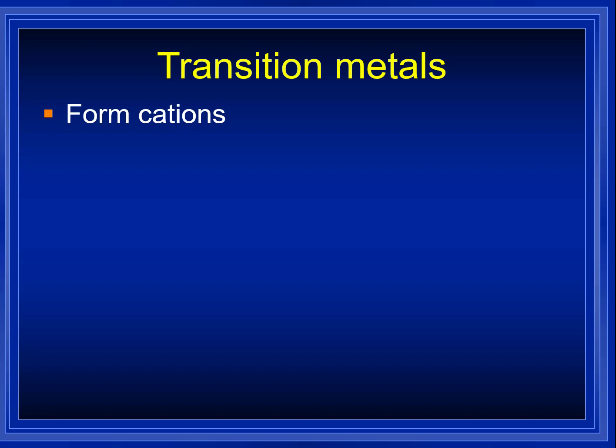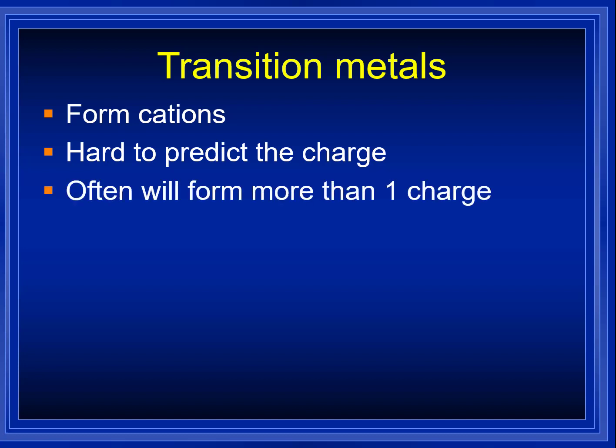But the reason why we don't label them with how many they lose or gain is because it's hard to predict the charge, and most of them make more than one charge. Sometimes iron loses 2 electrons, sometimes iron loses 3. Chromium can lose 2 electrons, 3 electrons, 4 electrons, or 6 electrons.